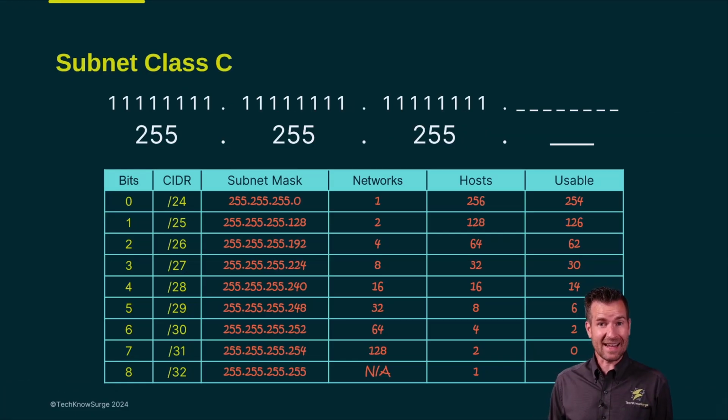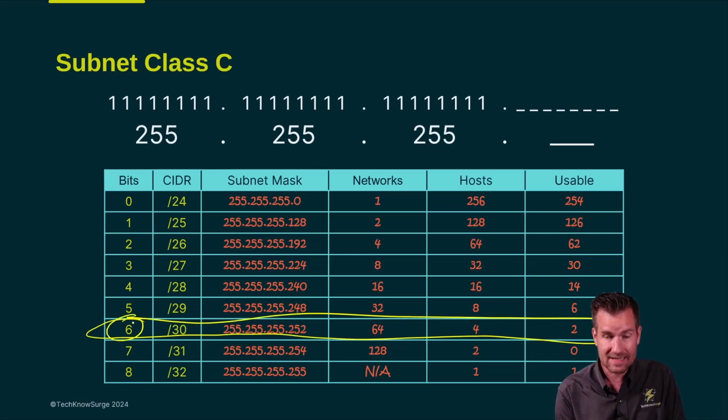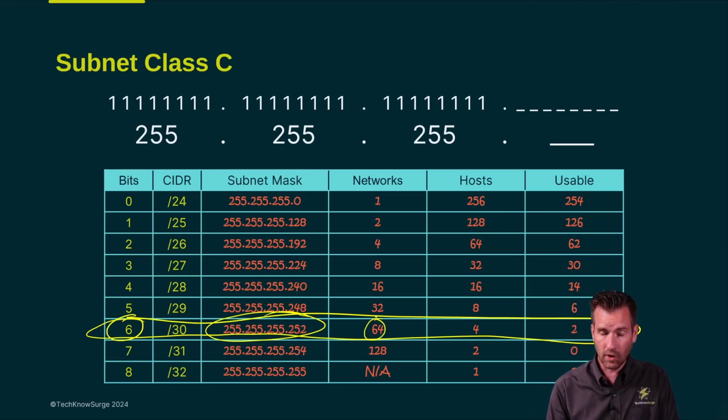When we're subnetting addresses, we can use a /30. So in the case of a class C, we would borrow 6 bits, and then we would have a subnet mask of 255.255.255.252. This would give us 64 networks.